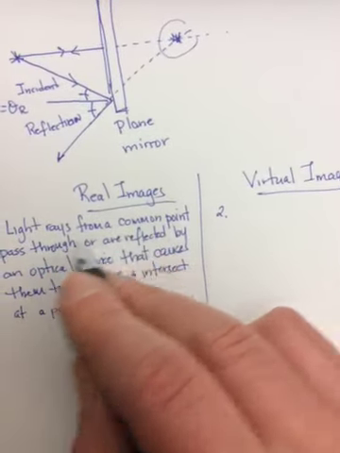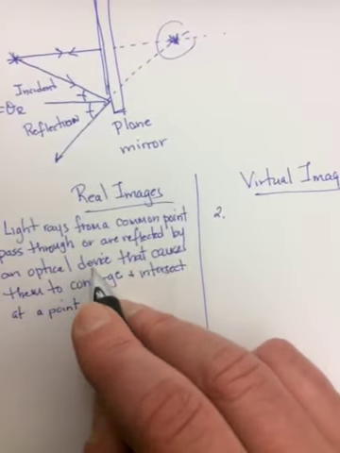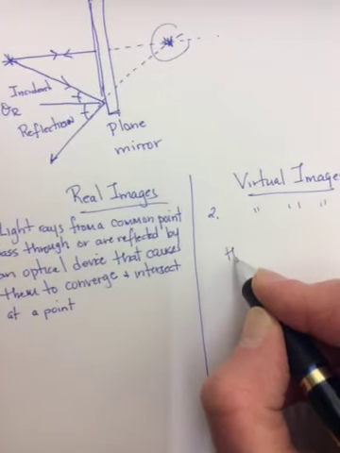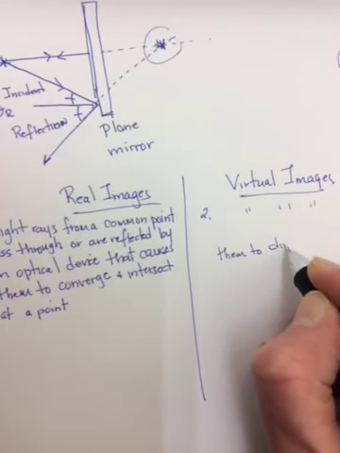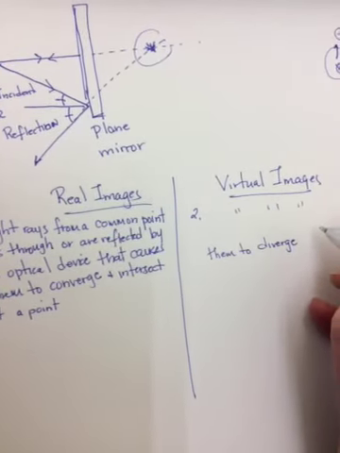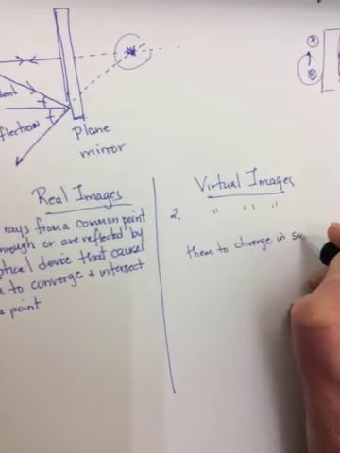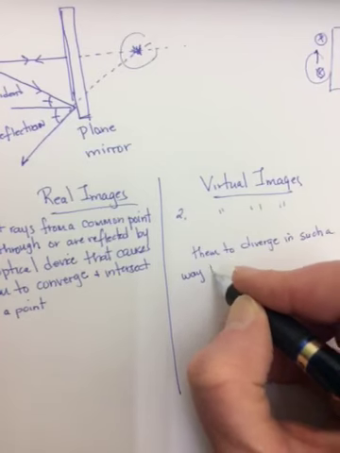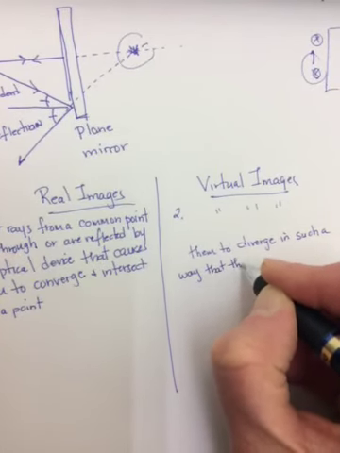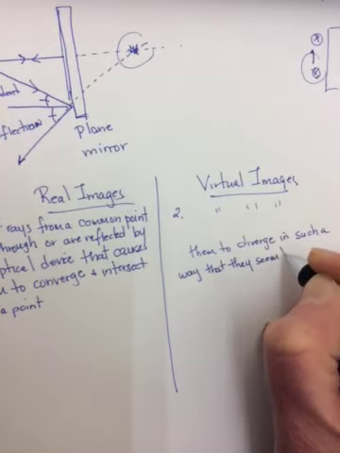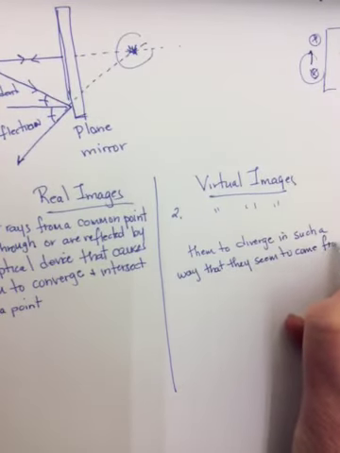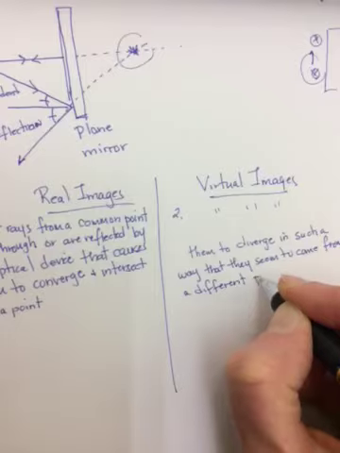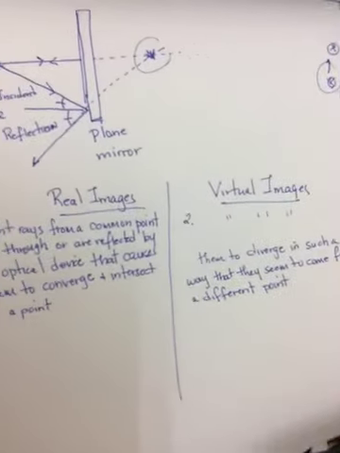It's light rays from a common point passing through or reflected by an optical device that causes them to, you can pause me and write all that down, diverge in such a way that they seem to come from a different point, not really from the object itself. So they diverge in such a way that they seem to come from a different point.